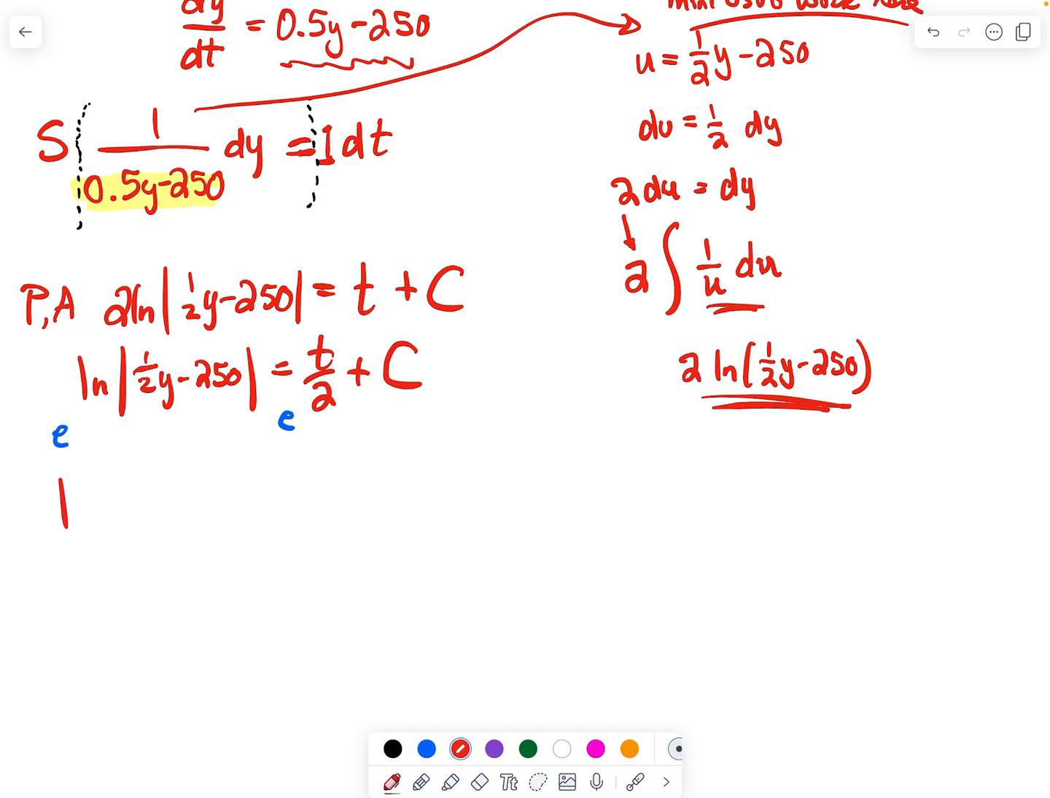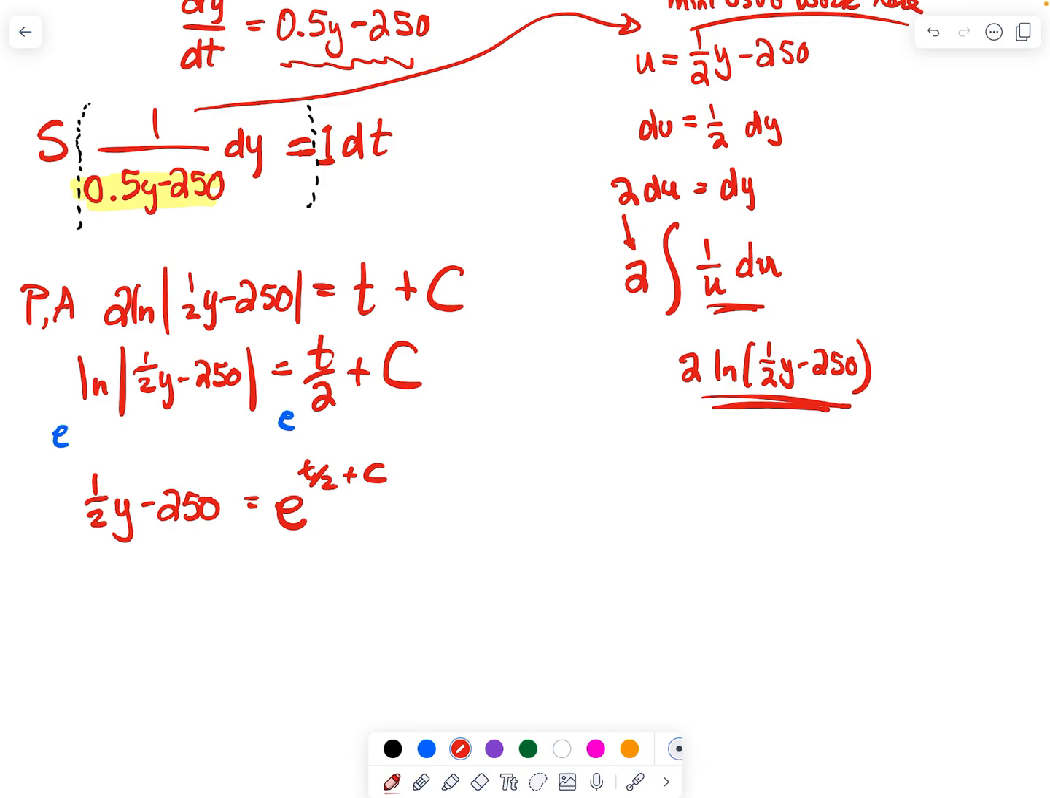I should have 1/2 y minus 250. And here I can take out the absolute value, because I think e is always going to be positive. I believe that's why I can say that. So that's 1/2 y minus 250 equals e to the t over 2 plus c.